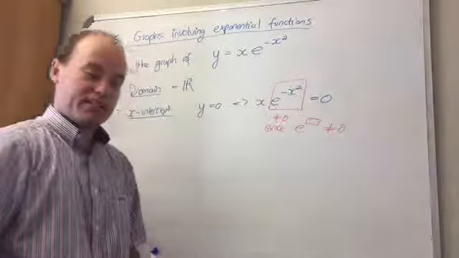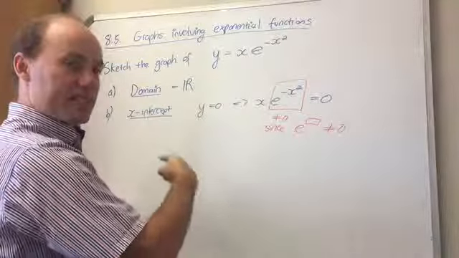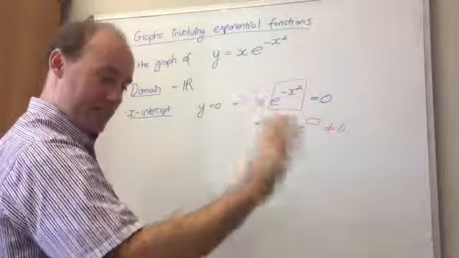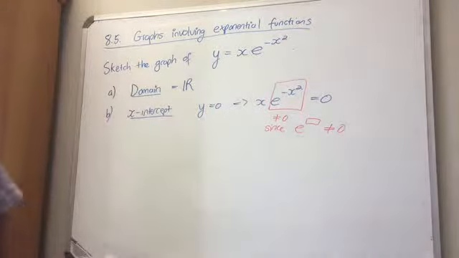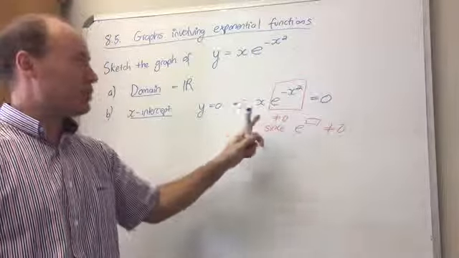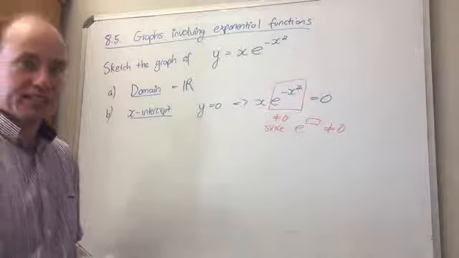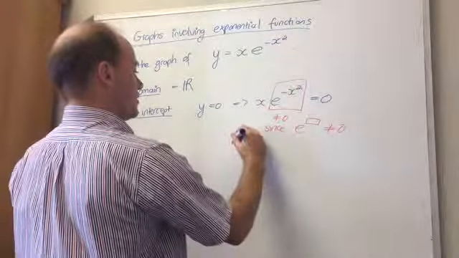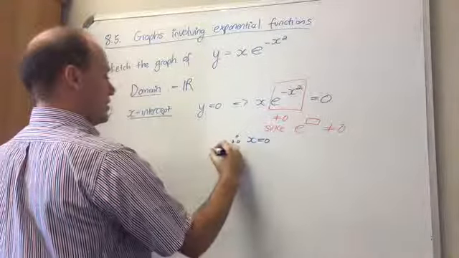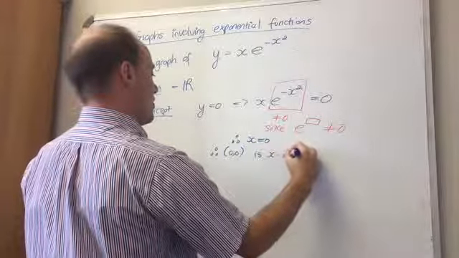Just remember that. If you think of the graph of e to the x, it looks like this, and it never touches the x-axis. So no matter what value of x you sub in, e to the x is never zero. So if I've got something times an exponential equaling 0, the guilty party must be this guy here, x. Cannot be this one. He's innocent. Okay, so if I want to summarize this, (0, 0) is the x-intercept.